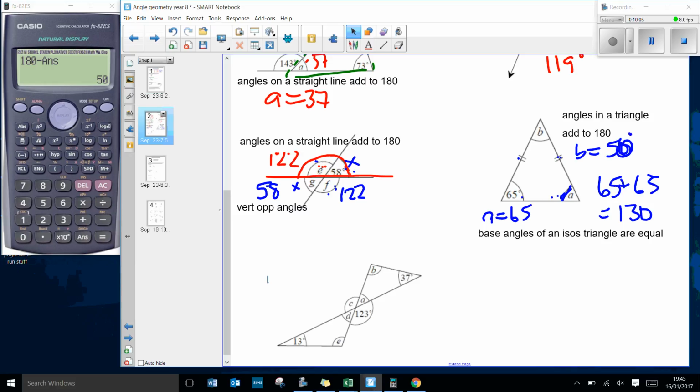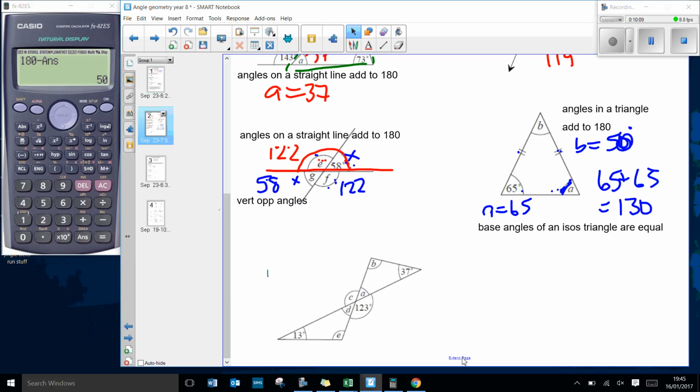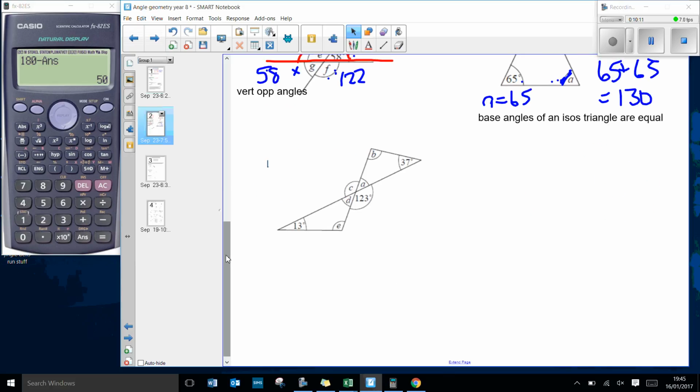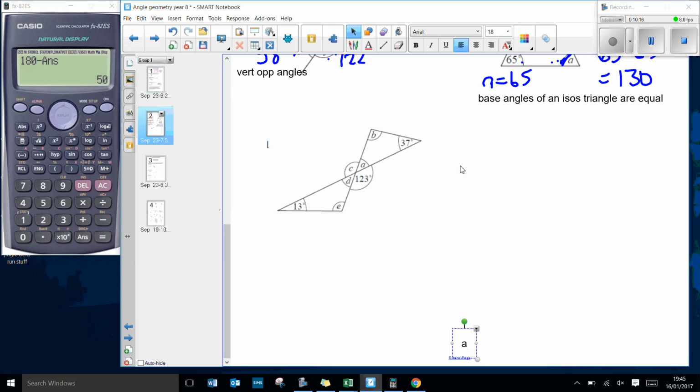Okay, and the last one on this page, a few angles that we need to work out here. So let's start with angle A. Always look out for the angles that they've given you. So they've given us this 123, this 37, and the 13.